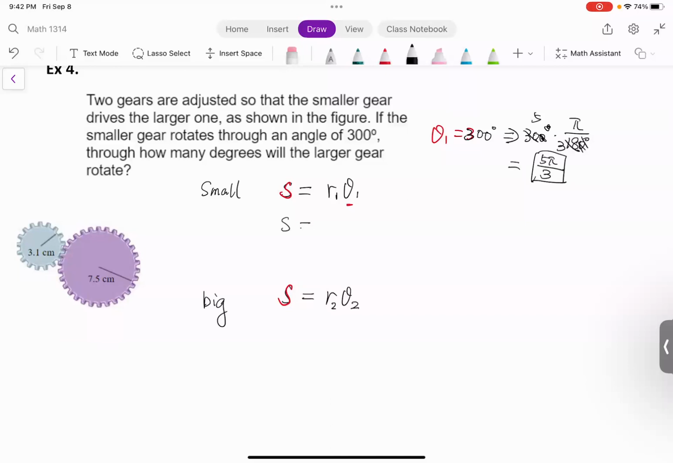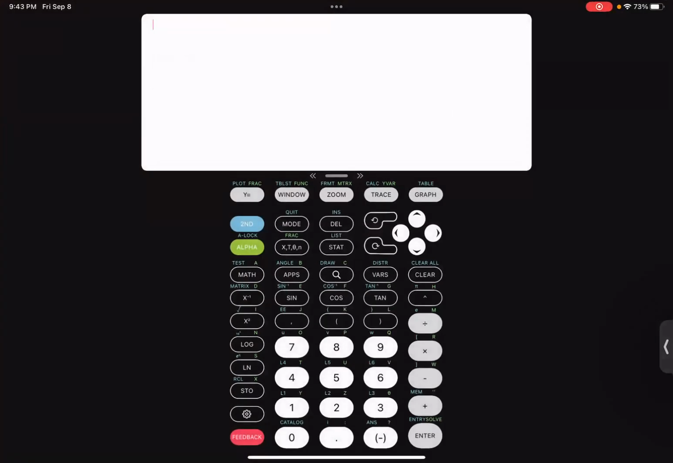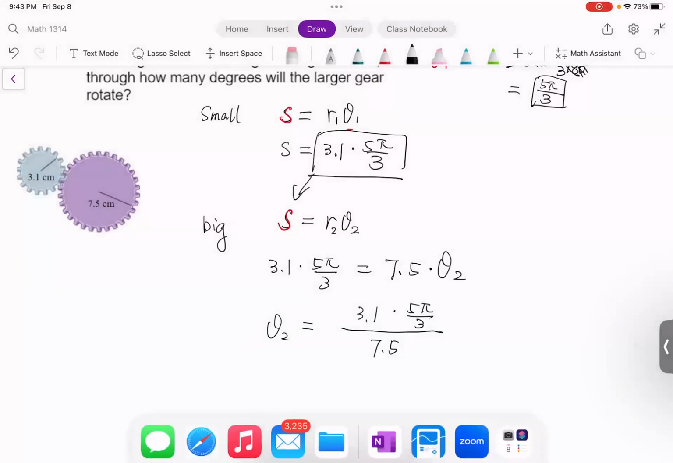So the S equals R1, which is 3.1 centimeters, times 5 pi over 3. And also, this is the arc length of the big gear. So for the big gear, 3.1 times 5 pi over 3 equals R2, 7.5, times theta 2. Can you solve theta 2? Yes, we can. Theta 2 equals all of them. This is the S part, 3.1 times 5 pi over 3 divided by 7.5. Let's use our calculator to input this complex expression. So let's use some parentheses because we have a lot of things to input. So on the top, I forgot what's on the top. Let's go back. Okay, I think I can remember that.